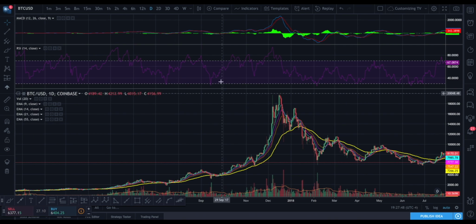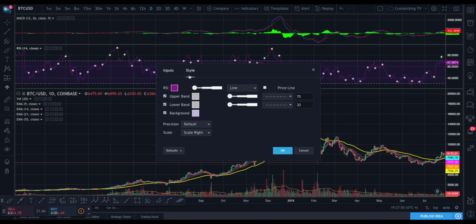So I don't change almost anything on RSI. I don't change the values. I keep it at 14. And on style, the only thing that I do is I make it a little thicker over here.